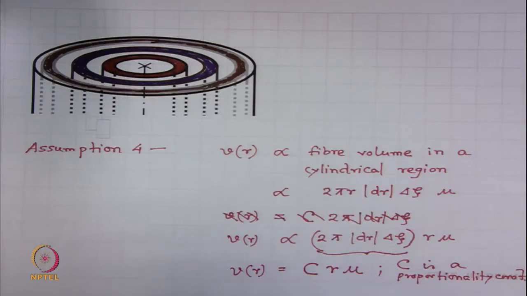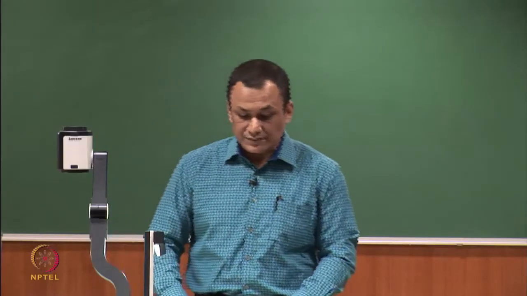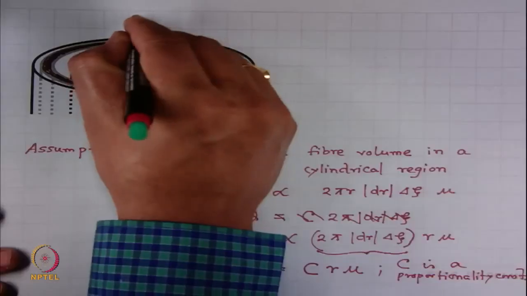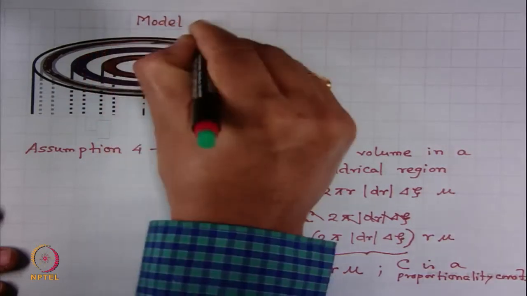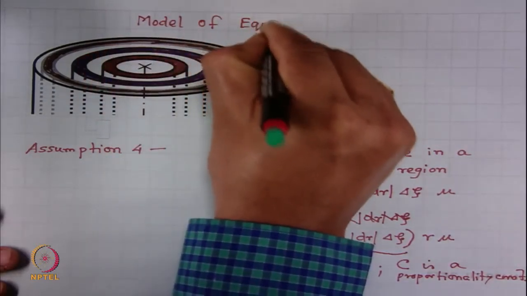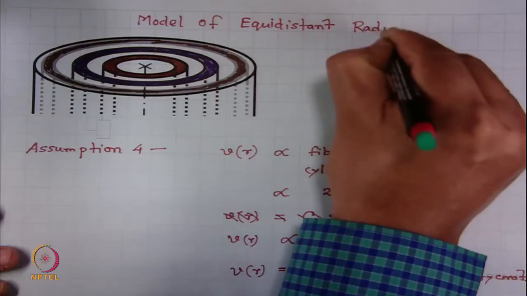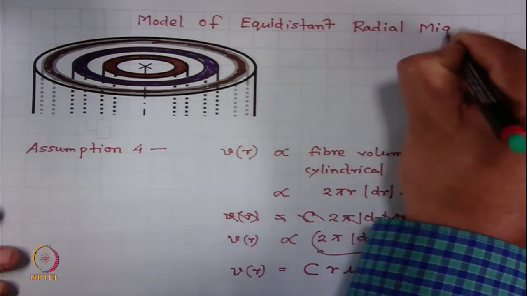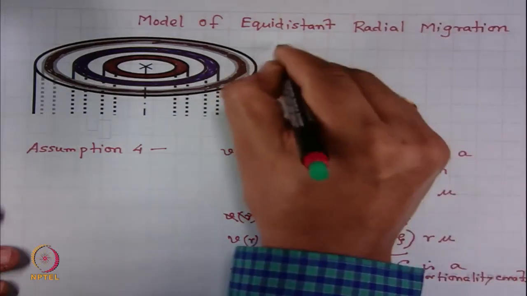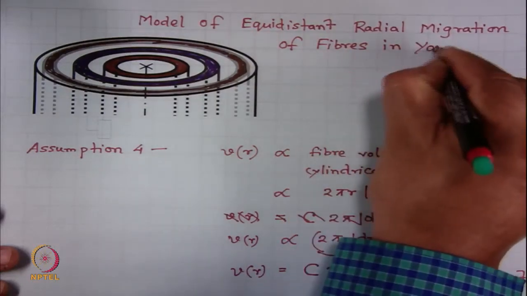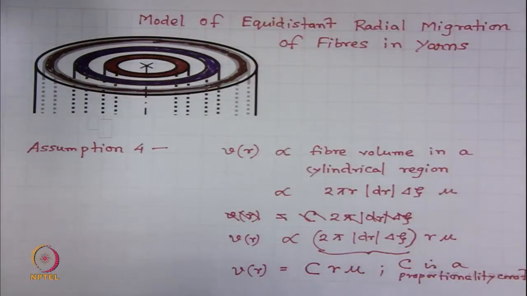So, this way we modify the fourth assumption of Taylor's model. We are now discussing a new theory, which is known as the model of equidistant radial migration of fibers in yarns. So, in this model, assumption 4 is modified in this manner.